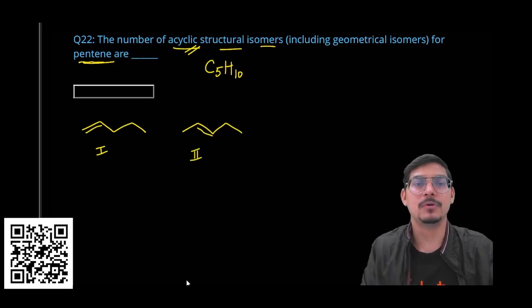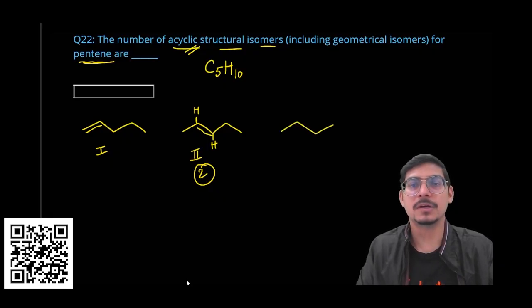But this compound will show geometrical isomerism because each vinylic carbon contains a hydrogen. So these 2 hydrogen atoms can either be on the same side, the cis isomer, or on the opposite side, as in here, the trans isomer. So these are actually 2 molecules, 2 geometrical isomers. These are all the possibilities if we keep 5 carbon atoms in a straight chain. Now let us try the branched skeletons.